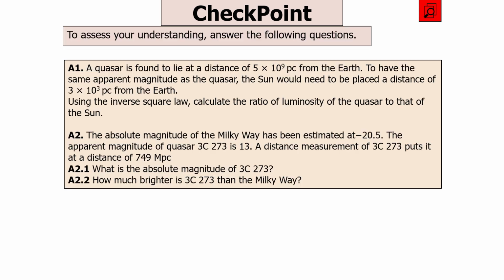The next question says, a quasar is found to lie at a distance of 5 times 10 to the 9 parsecs from the Earth. To have the same apparent magnitude as the quasar, the Sun would need to be placed at a distance of 3 times 10 to the 3 parsecs from the Earth. Using the inverse square law, calculate the ratio of luminosity of the quasar to that of the Sun. Then the absolute magnitude of the Milky Way has been estimated to be minus 20.5. The apparent magnitude of quasar 3C273 is 13. A distance measurement of 3C273 puts it at a distance of 749 megaparsecs.